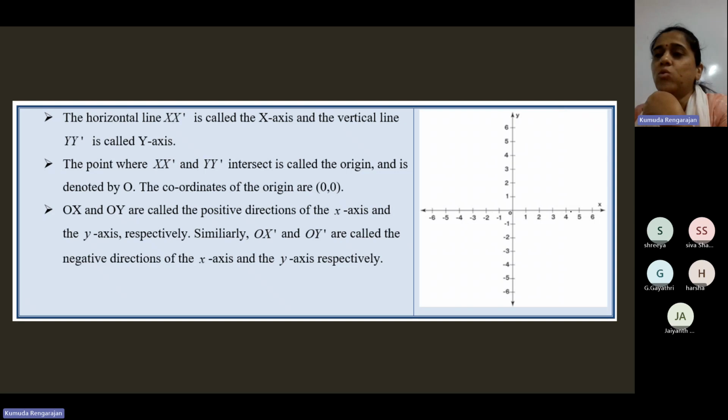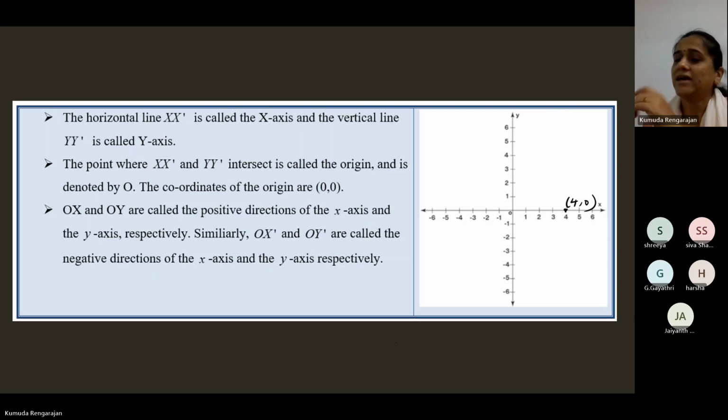Answer this question: in which quadrant does the point (4, 0) lie? Correct. The point (4, 0) does not lie in the first quadrant. If you say (4, 0) lies in the first quadrant, then the fourth quadrant will fight with you. The point (4, 0) does not lie in the first quadrant, does not lie in the fourth quadrant. It does not lie in any of the quadrants. It lies on the x-axis, on the positive side of the x-axis.